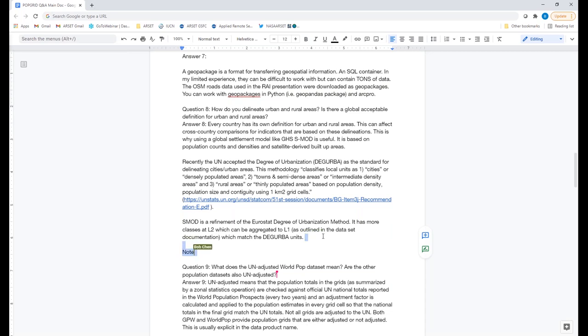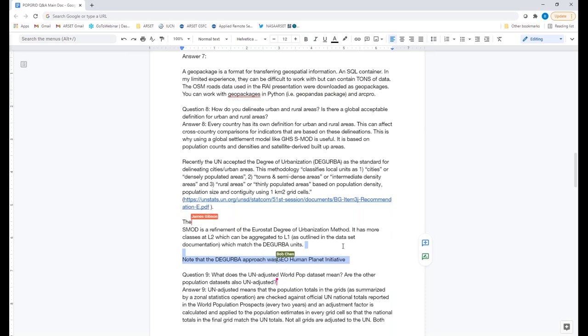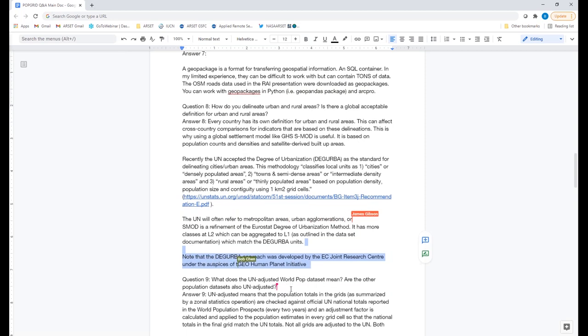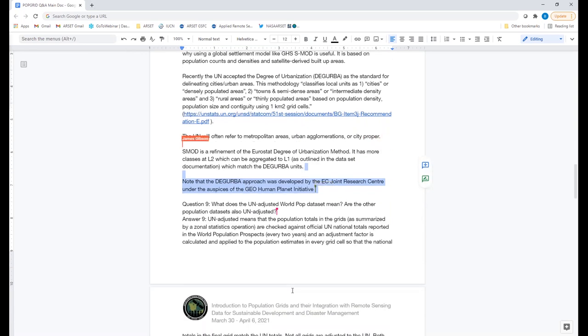And the SMOD approach, or the methodology used to produce SMOD, does actually follow the degree of urbanization method, although the final product is provided at a more refined level. So there's not just urban and rural areas, but a limited number of classes. I think there's something like 8 or 13 classes in the SMOD data set, and they can be aggregated to that degree of urbanization one using the outline in the dataset documentation.